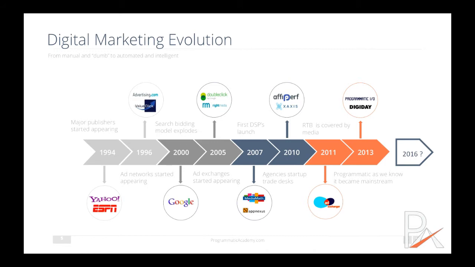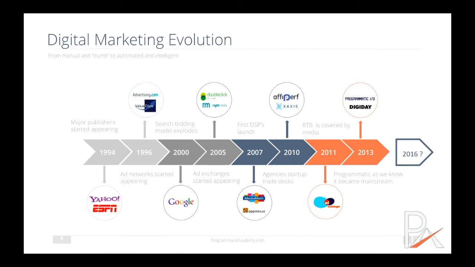In 1994, we had Yahoo being the biggest search engine at the time, and sort of directory or portal as they used to call them. And that's when a lot of the publishers started appearing, like ESPN and some other major ones. This is the time from 94 up until about 2000, where the big internet bubble happened, and it expanded and it grew into the consumer-based internet that we know today.